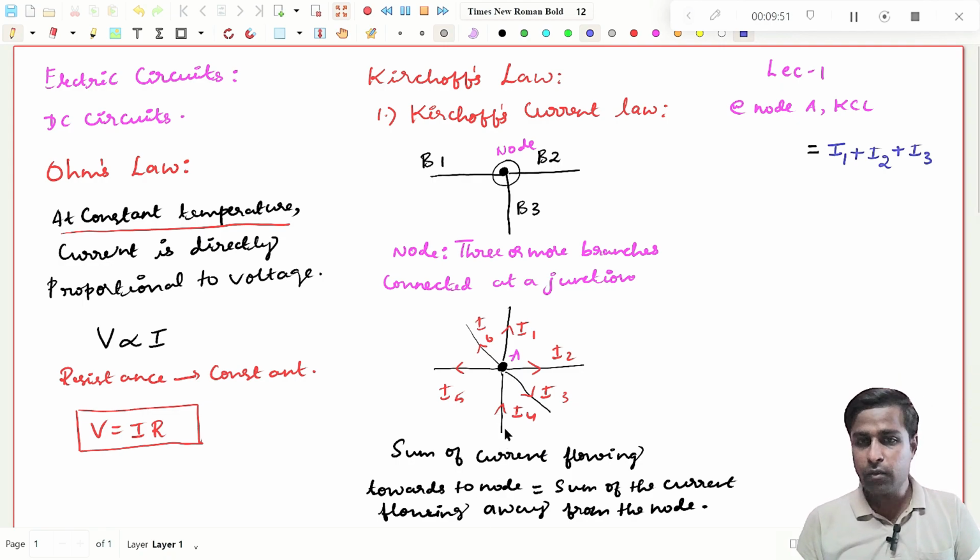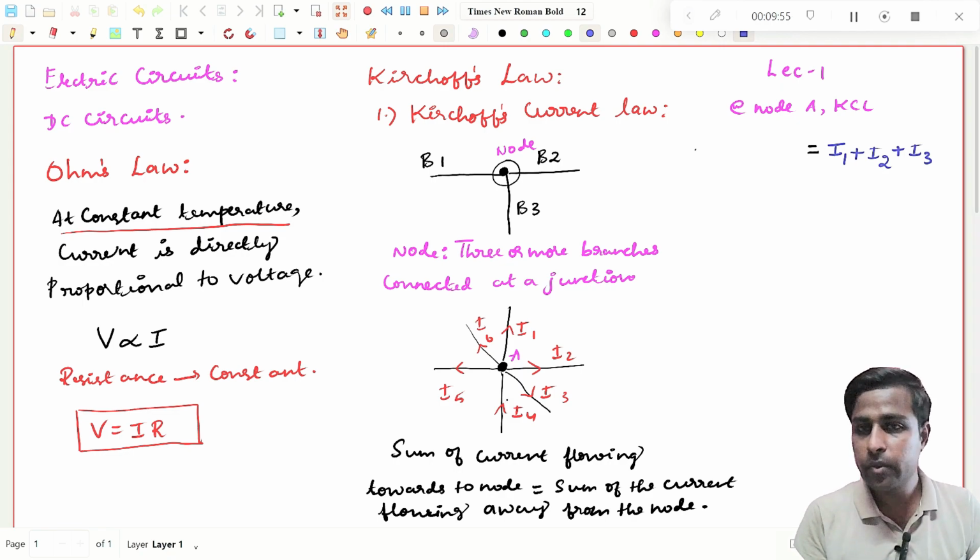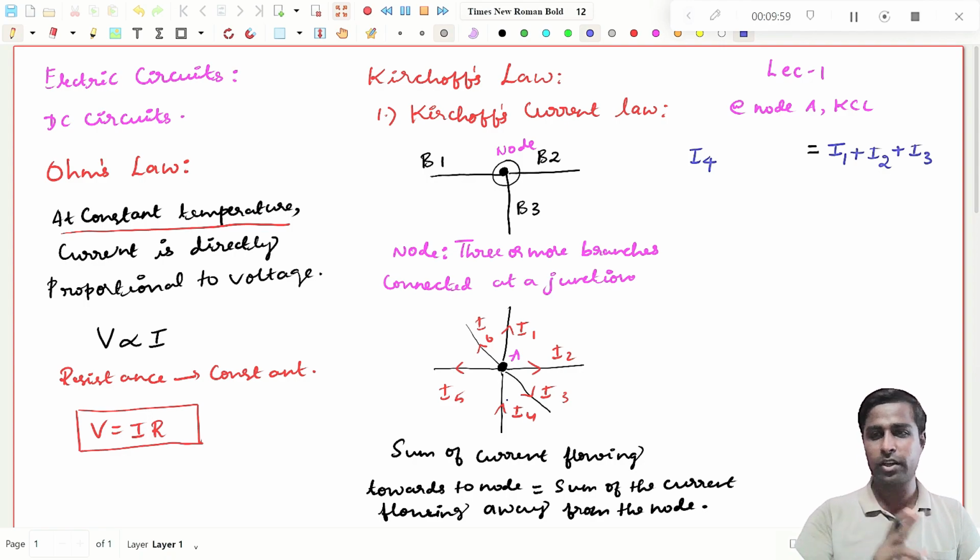Now you see I4 is going towards the node, so what you do, you put it in the left hand side, right? Whatever the current is flowing towards the node, you put it in the left hand side. Whatever the current is flowing away from the node, you put it in the right hand side. Then you see I5 is also going away from the node.